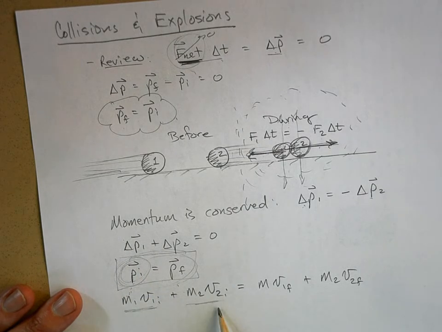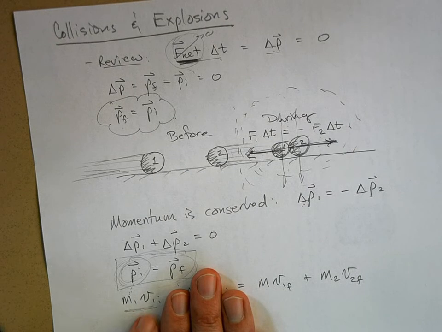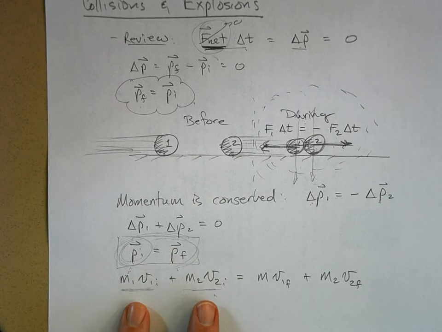Now, what if object 2 wasn't moving? What if V2 initial is 0? Well, this term just goes away. And you have M1 V1 initial. That's all the momentum in your system. Okay? But if they're both moving, you got to do this.